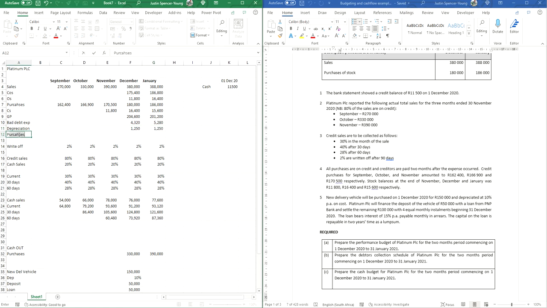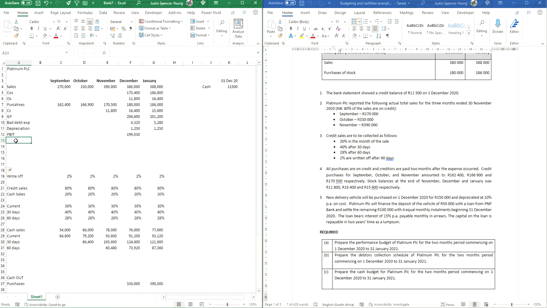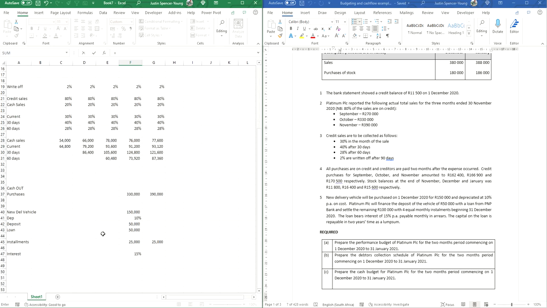Okay, depreciation expense. Next up, this will be the profit before interest and tax, which will be our gross profit, minus that expense, bad debts, minus the depreciation. Great. Now let's create a little bit of space here and put in an interest expense. We need to calculate that. What's the loan? The loan is 50,000, and we're going to multiply this by the interest rate.